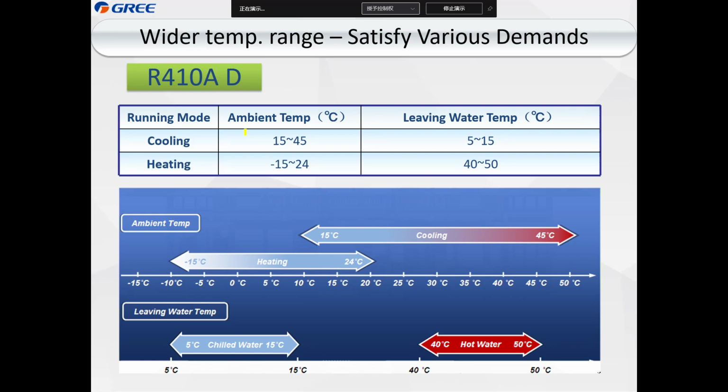Okay. Next is the working range. Let's see for D series, R14A refrigerant. The cooling mode ambient temperature is 15 to 45, and heating minus 15 to 24, and the leaving water temperature is 5 to 15, and heating is 40 to 50. This is the working range.